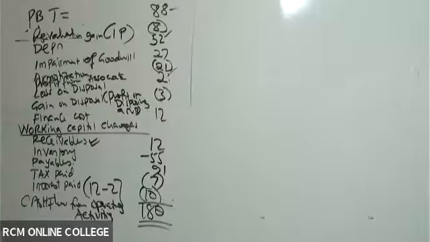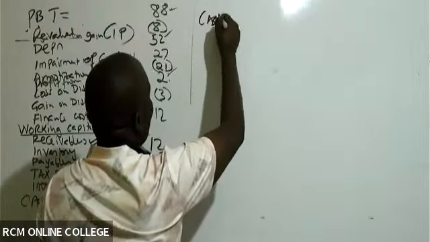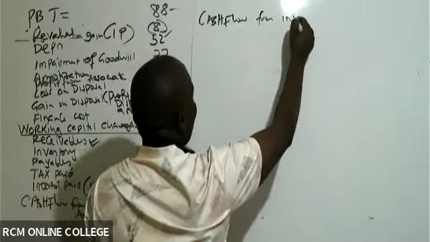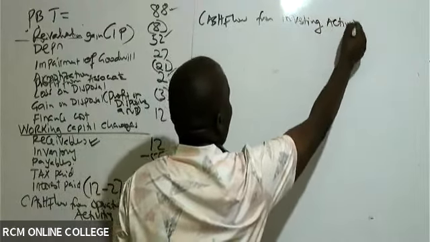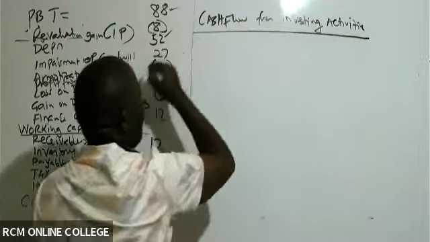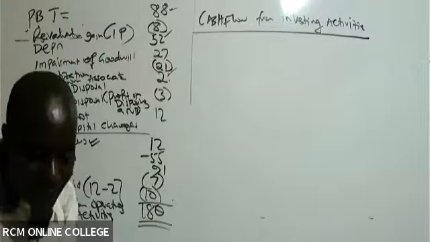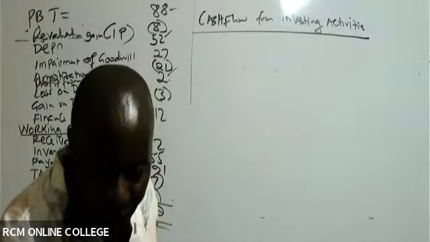180. And then now we can go to investing activities. So we have here cash flow from investing activities. Please, okay. Sorry, let me just read this.